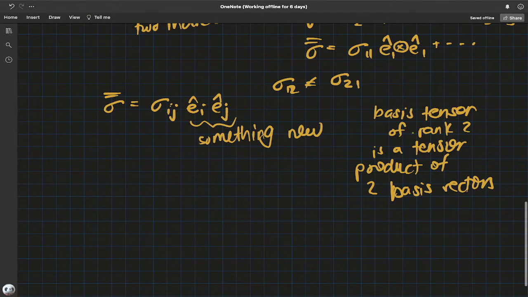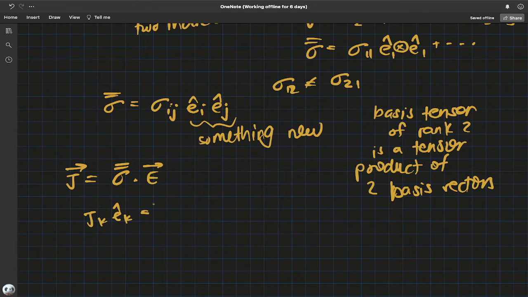So you can generalize this idea by saying that a basis tensor of rank k is a tensor product of k basis vectors. Before generalizing, let me just complete this notion. Well, sigma, this is the tensor dotted with e. Use subscript summation convention here: sigma ij, e_i tensor e_j, dotted with e_l hat.